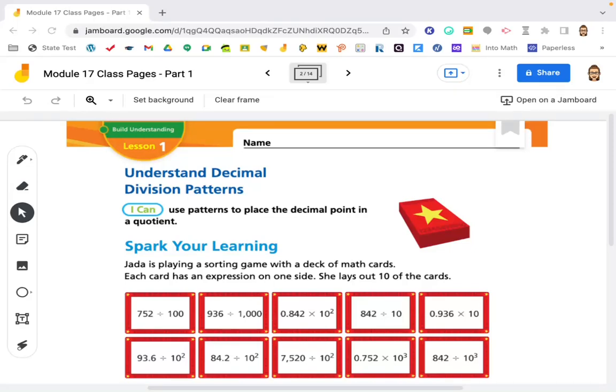Hello, my mathematicians. Today we're looking at Module 17, Lesson 1, which is all about understanding decimal division patterns. Hopefully, by the end of this lesson, you can use patterns to place the decimal point in the quotient.